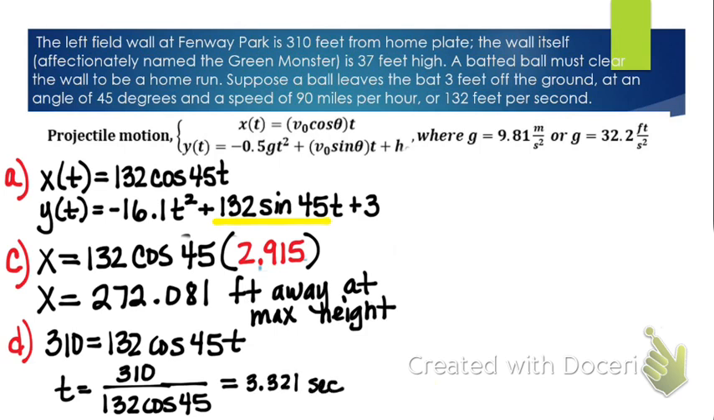So what we need to figure out is, is it going to go over the wall? Clear means, is it going to go over the wall? So I need to know the height at that time. So take your y parameter and find your y. To find y, you're simply going to take this 3.321 and substitute it in for t. So go ahead and do that. Put it here and put it here to get your height.